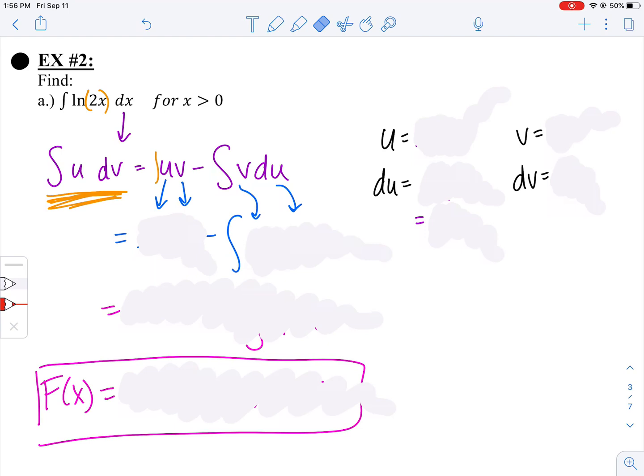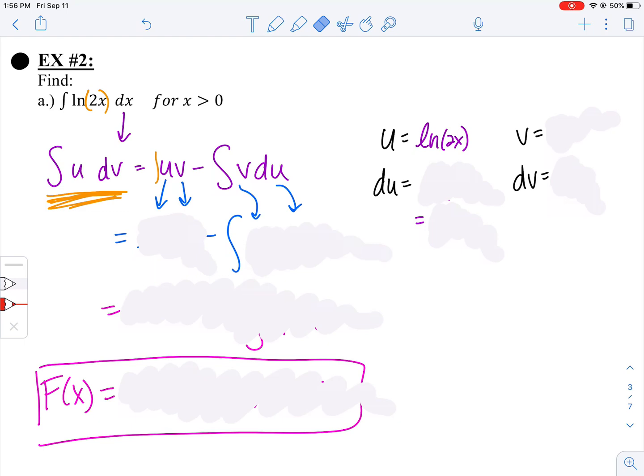Well, in this problem, I noticed, remember those three letters L, A, E? I noticed that we actually have a natural log in this problem. And so I'm going to call u the natural log of 2x. You can't just call it ln because it's ln of what, right? And so the 2x is attached to that natural log.